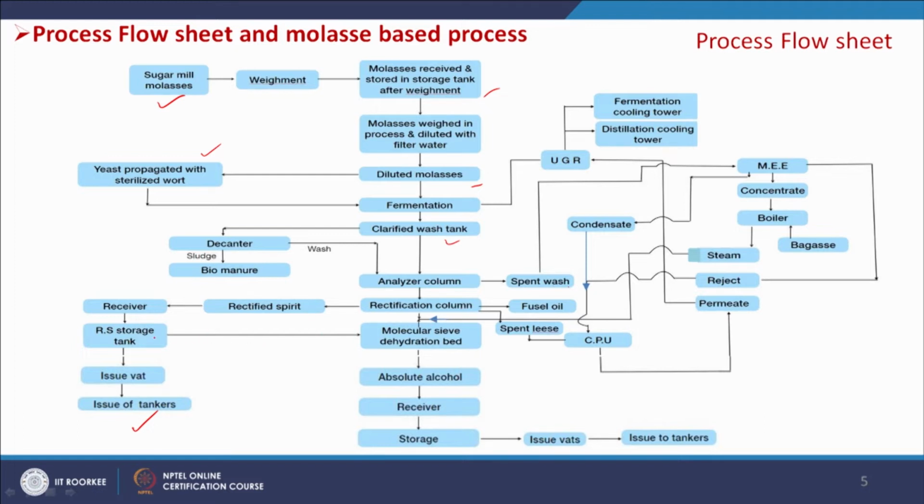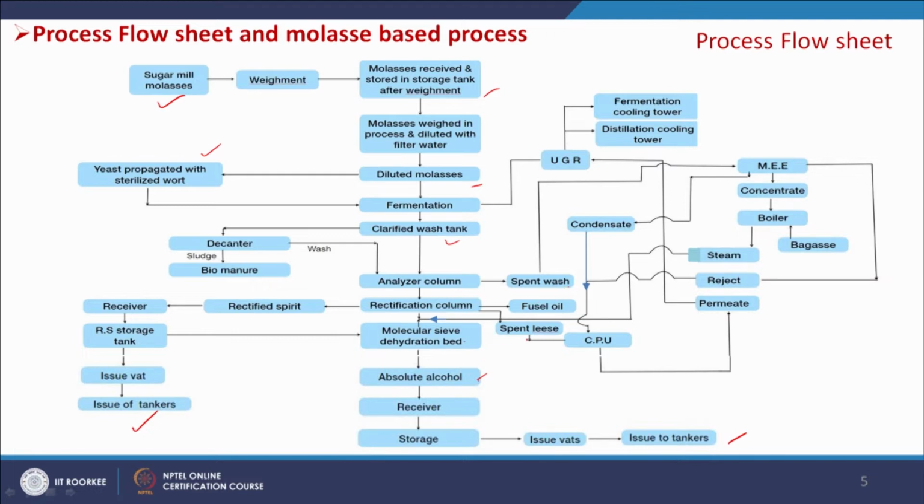And if we want to get a more pure product, it can go to the molecular sieve dehydration bed, and then absolute alcohol, and then again it is going to the market. And in the rectification column, we are getting one bottom product, that is spent lees, and here also we can get some fusel oil. So, the fusel oil, or the oil part, is separated from this, and then it is marketed and sold in the market.